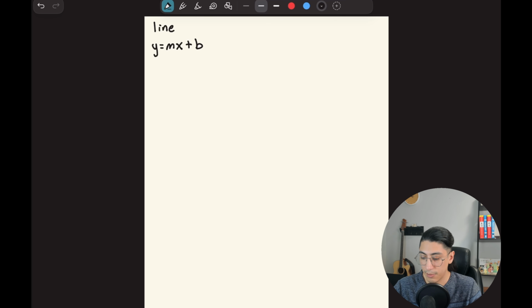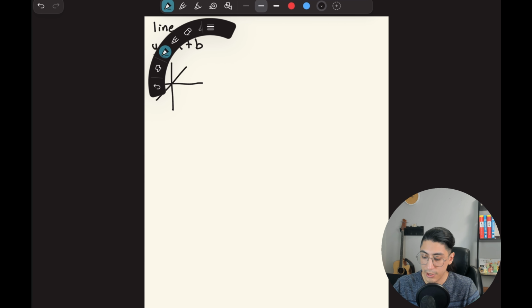This looks like this. The most simple form just looks like that. Looks like a line. Now, the line has different properties to it. You might notice the m and the b. Now, these are the most important parts of it. If you know the m and the b, then you'll be able to answer most questions fairly easily.